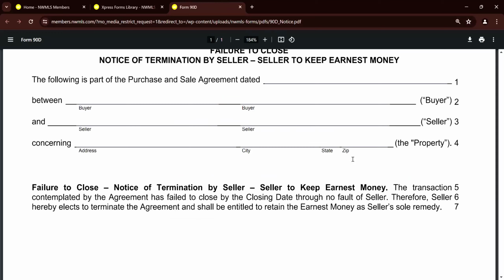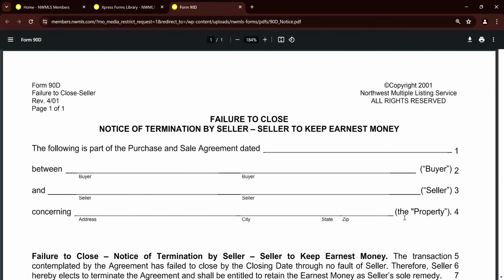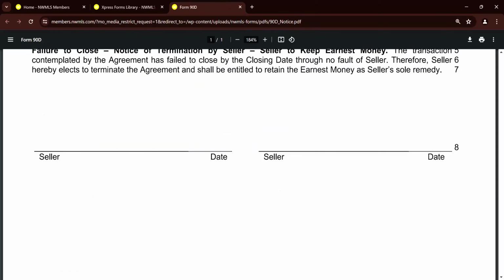The transaction contemplated by the agreement has failed to close by the closing date through no fault of seller. Therefore, seller hereby elects to terminate the agreement and shall be entitled to retain the earnest money as seller's sole remedy. This one is very hard to use, because escrow needs signatures from all parties to release the earnest money.